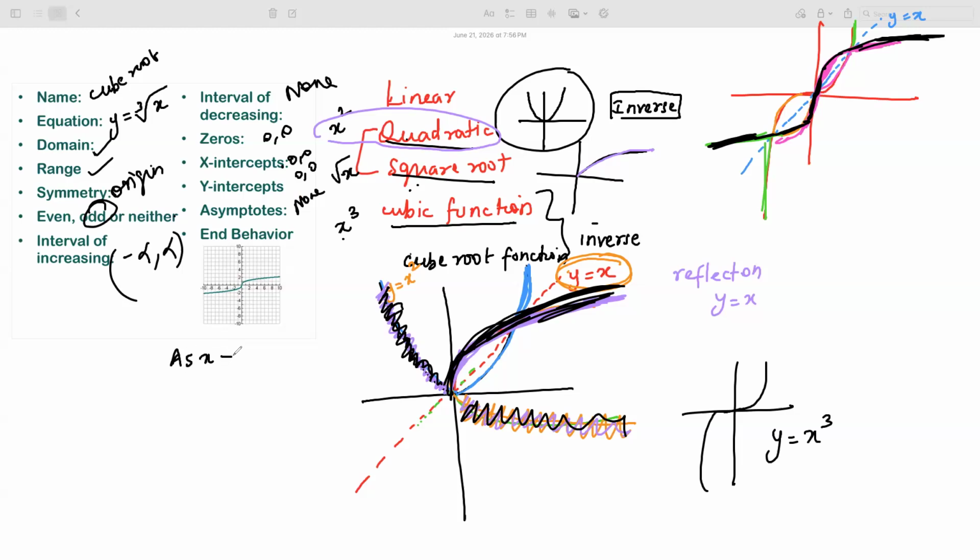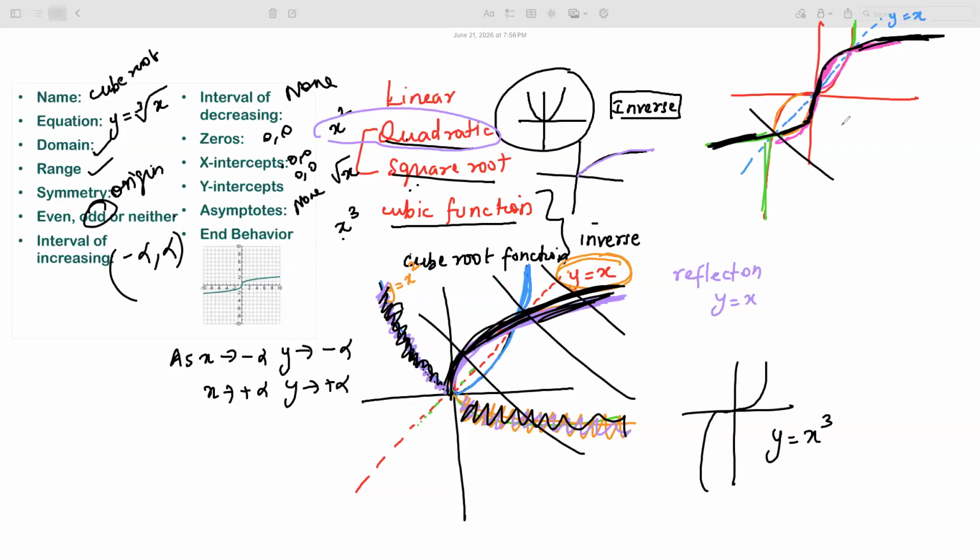As x tends to minus infinity, y tends to minus infinity. As x tends to plus infinity, y tends to plus infinity. Any questions? Don't worry about this, okay? This piece we'll discuss again.